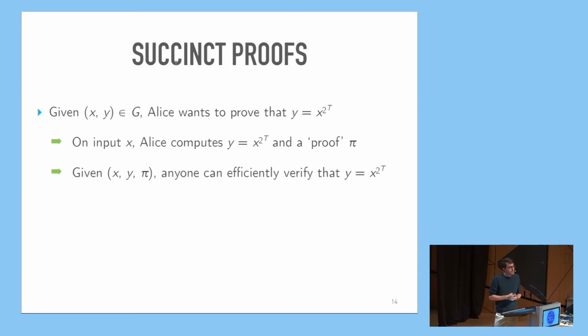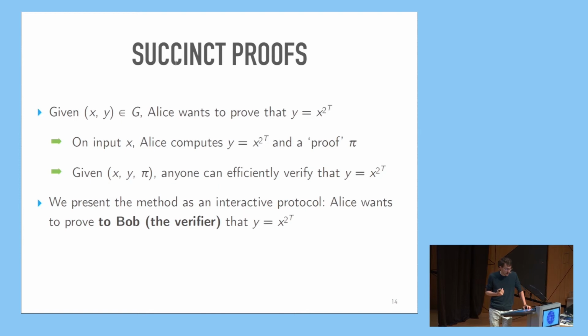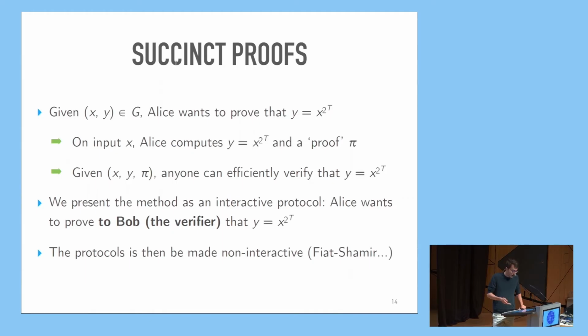So remember that in a VDF, you not only have the output y, but you are also allowed to output a little proof pi that will be a helper for the verification. So Alice is going to compute x to the power 2 to the power t together with a proof pi, and the triple x, y, pi will be used to verify that the relation holds. I'm going to present the method as an interactive protocol where Alice is interacting with Bob, trying to convince him, and then you can turn this interactive protocol into a non-interactive proof by some standard Fiat-Shamir transform.